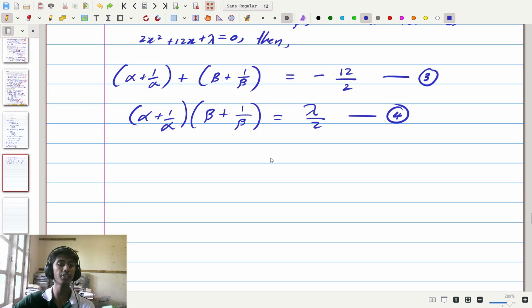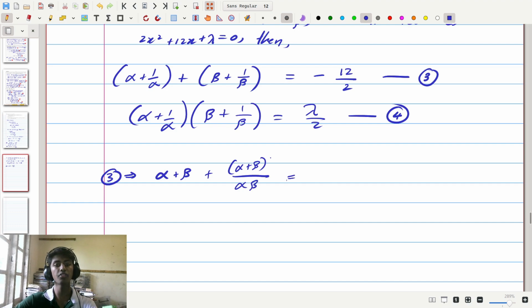Now considering this, if we take equation number 3 and simplify, on the left hand side we have alpha plus beta, but we also have 1 over alpha and 1 over beta. Since we don't know 1 over alpha and 1 over beta, I'm going to take them under a common denominator of alpha beta. We need to multiply the top and bottom here by beta and the top and bottom here by alpha. Doing so, we get beta over alpha beta plus alpha over alpha beta, which when you add together is equal to alpha plus beta divided by alpha beta.